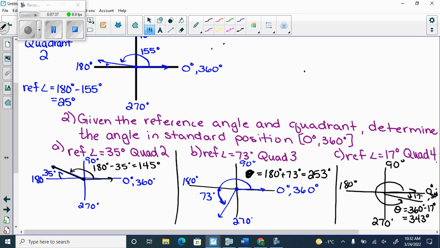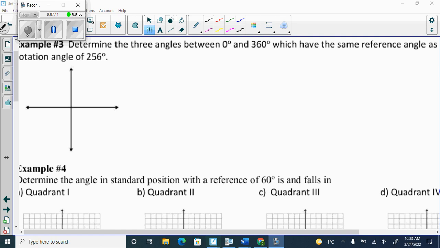Okay, then we're going to flip to our notes and go back to where we left off. You guys are doing example 4. There is an angle in standard position with a reference angle of 60. It falls in quadrant 1, 2, 3, and 4. What's the difference in the angles? The reference angle is 60 in quadrant 1, in quadrant 2, in quadrant 3, in quadrant 4. Draw them and tell me what they are.